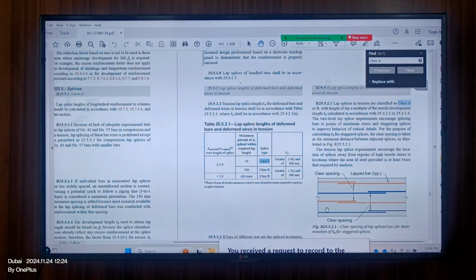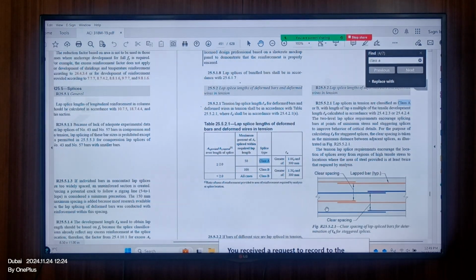Instead of talking face to face, the moment you say "according to Table 25," it means he knows this, so you're not bluffing. The moment you give authentic information, with reference from the code, with respect to the table, the class, and the AST, what is the correlation between the splice and the development length?